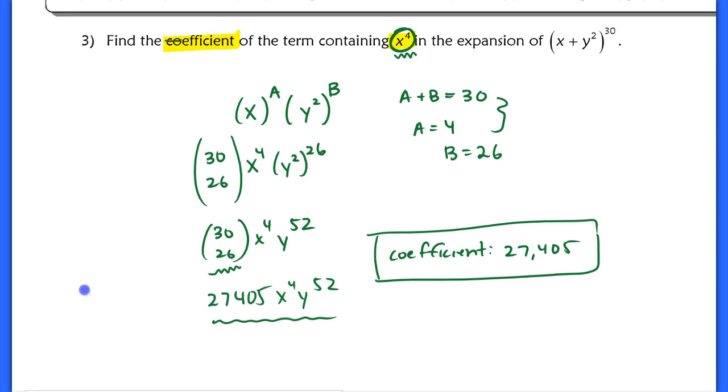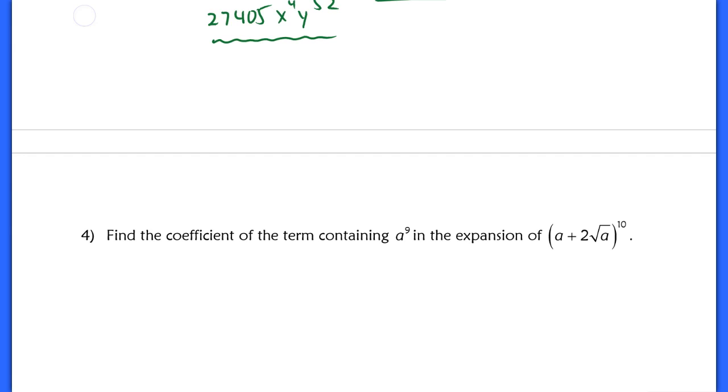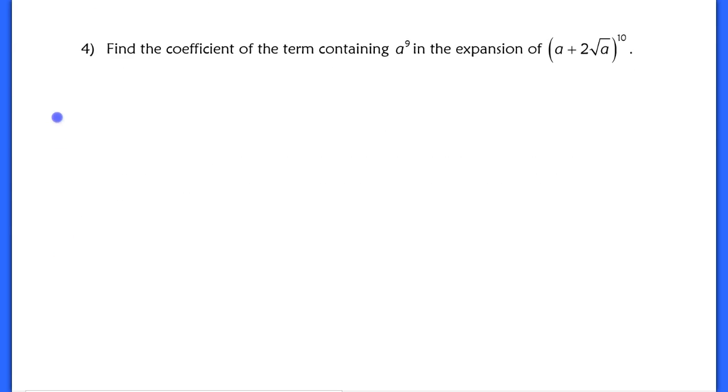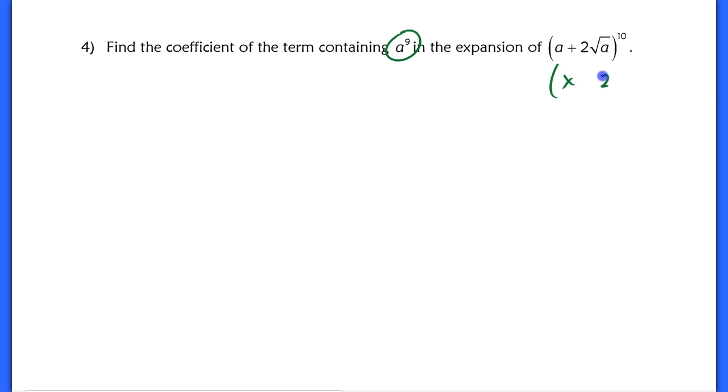Let's try what I think is an even more difficult question here. This next example, it says find the coefficient of the term containing a to the 9th in the expansion of a plus 2 root a to the 10th. So the reason why this is more difficult is because the last term that we worked on only had the x power here. I think it was y squared was the other one. Well, x to the 4th was the only way to get an x term, was taking that first term and raising it to some power. But now we have two terms with an a involved, so this is going to be a bit trickier.